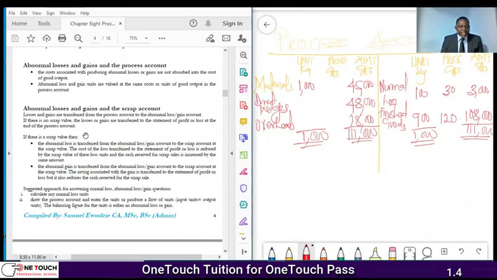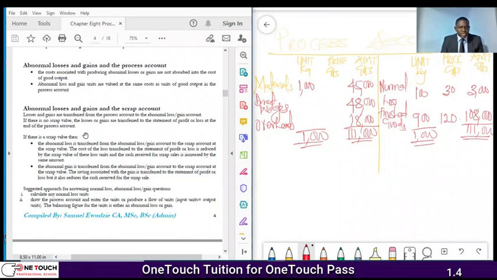The abnormal gain is transferred from the abnormal loss or gain account to the scrap account at the scrap value. The saving associated with the gain is transferred to the statement of profit or loss, but it also reduces the cash received for the scrap sale. Okay, good.